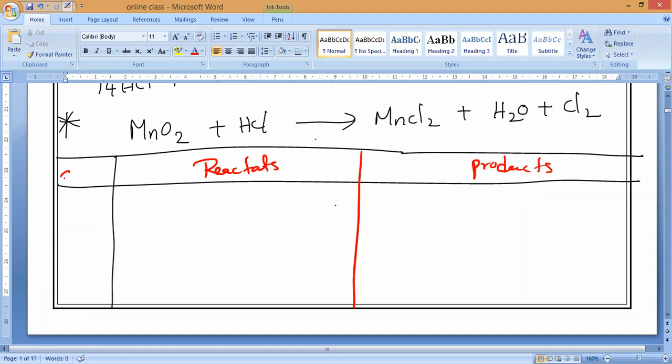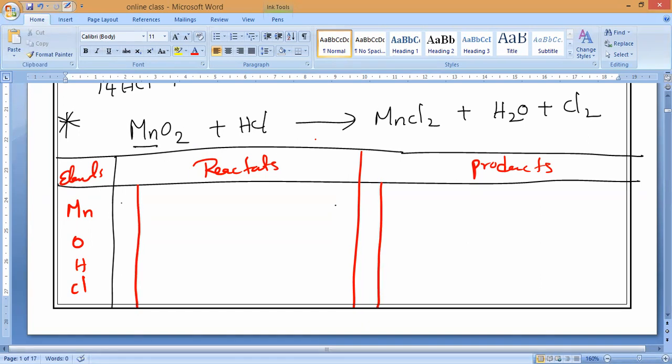So name of the element. Tell me, what is their name? Manganese. Oxygen. Next, hydrogen. So now the first step is common. Everybody tell me, what is the first step? Count the atoms in the reactants and products side.